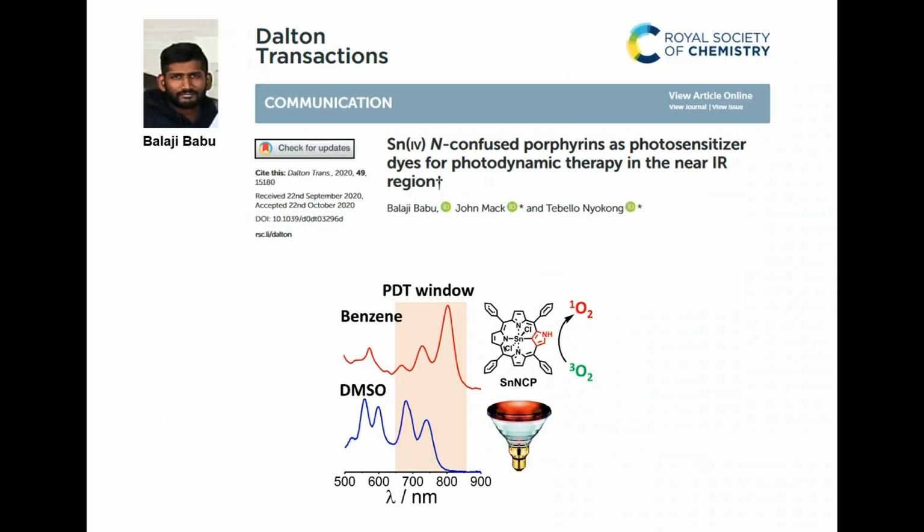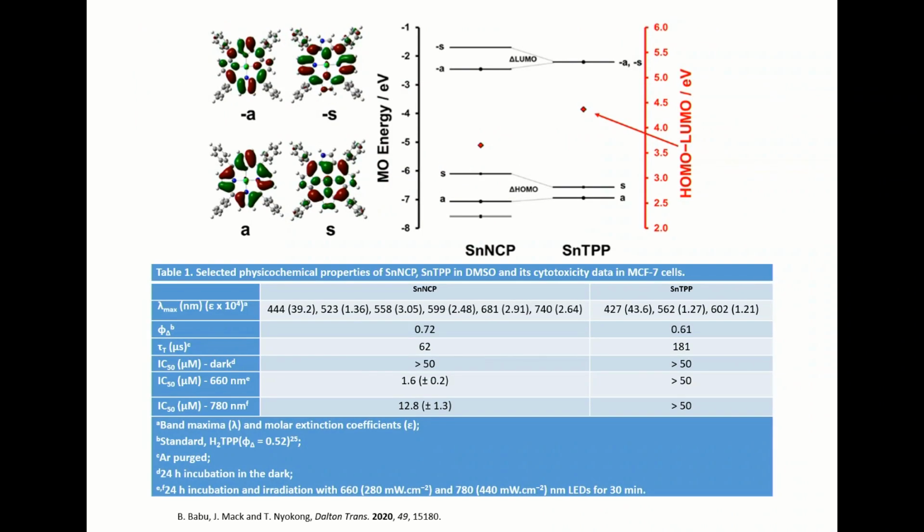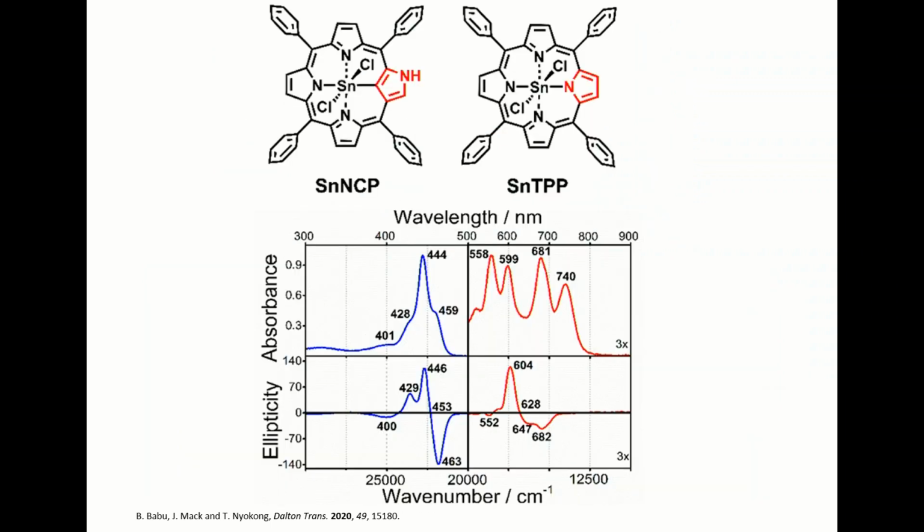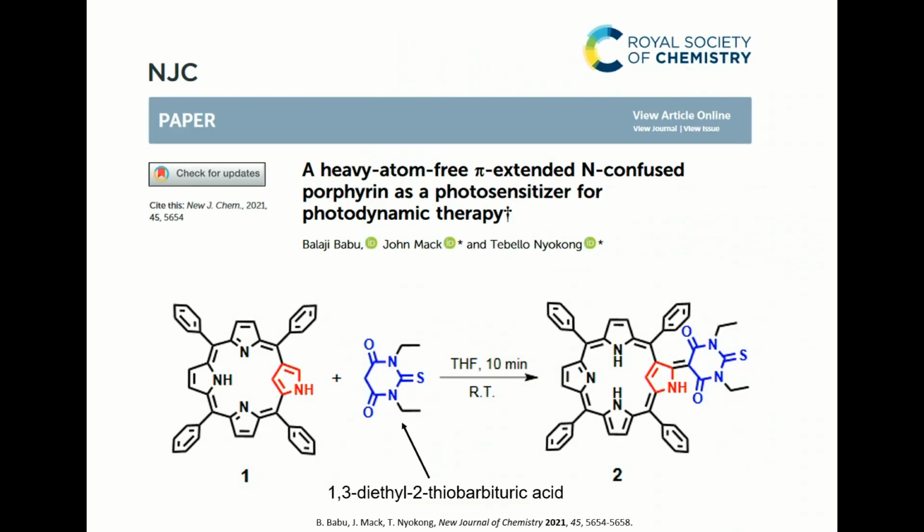N-confused porphyrin is perhaps the most exciting one because we can move the band out to almost 800 nanometers, which is deep into the window where we need to be and well away from all endogenous chromophores. And again, we can use our molecular modeling, TDDFT, CHPC resources to rationally figure out what's happening with the HOMO-LUMO gap and figure out what further changes we could make to the structure to possibly further enhance it.